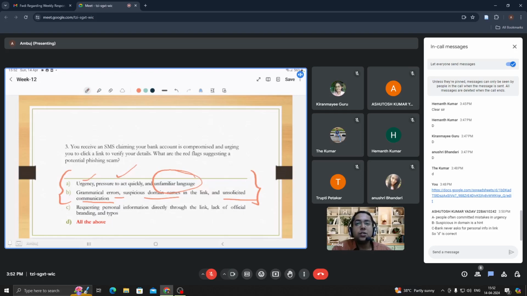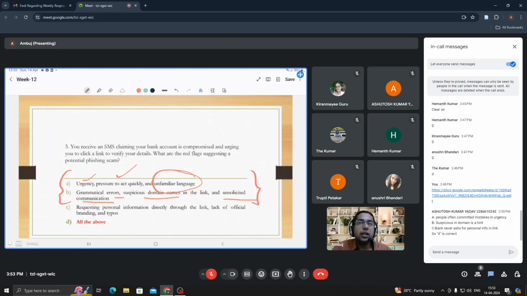Requesting personal information directly through the link is a primary characteristic of potential phishing scammers. They request personal information directly through the link, and they make you believe that they are genuine people. They try to contact you and get personal information like bank account, date of birth, Aadhaar card, PAN card. All of these are very personal, intricate information.